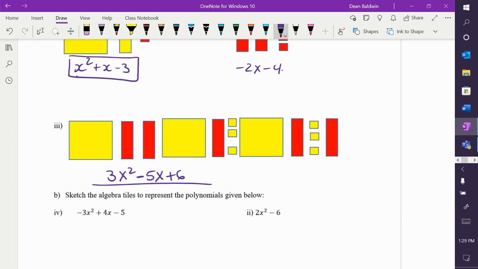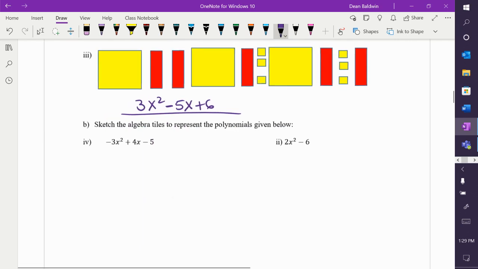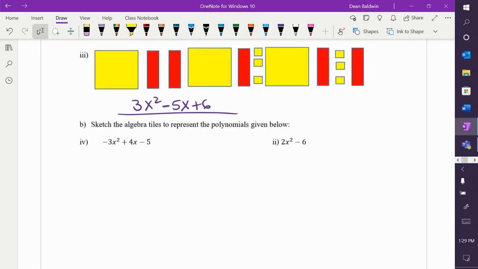Now we're going to go the other way. We have the polynomial, and we have to write it as algebra tiles. So, negative 3x squared. What do I draw to represent that? 3 red squares, right? Or dark ones on your sheet. You can just draw them like this and fill them in, or I could probably just do it in color.